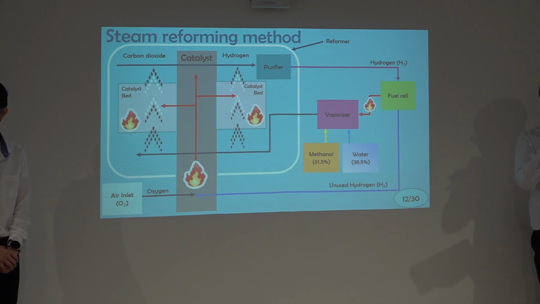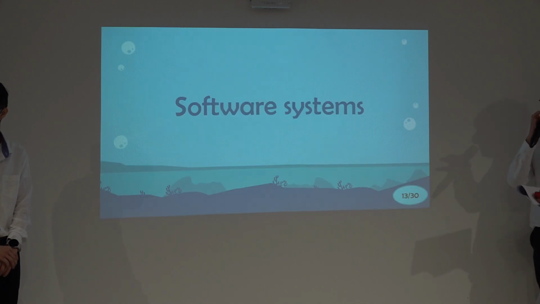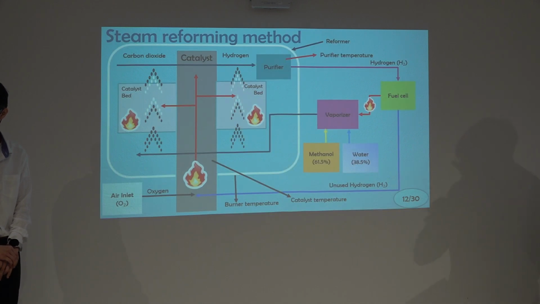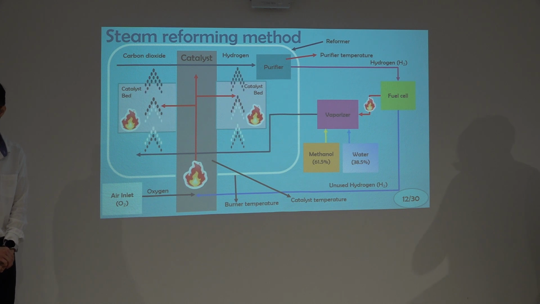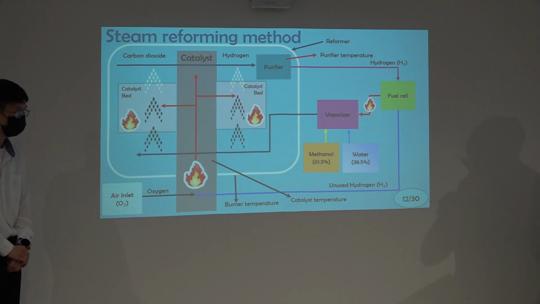In this steam reforming method, we will collect a total of 3 different parameters. First, we have the purifier temperature. Next, we have the catalyst temperature. And last but not least, we have the burner temperature.